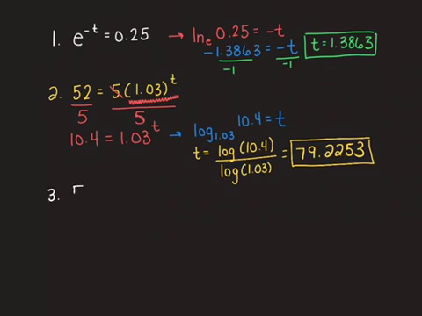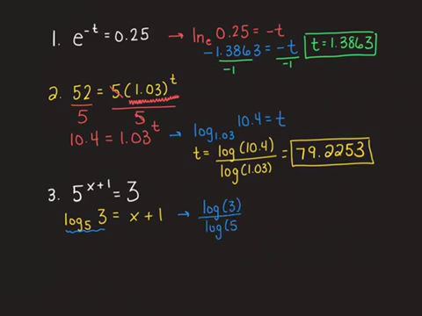Let's look at 5 to the x plus 1 is equal to 3. So again, this is an exponential. I'm going to rewrite it as a log. So log base 5 of 3 is equal to x plus 1. So now I can figure out log base 5 of 3 using change of base. So log of 3 divided by log of 5 is equal to x plus 1.